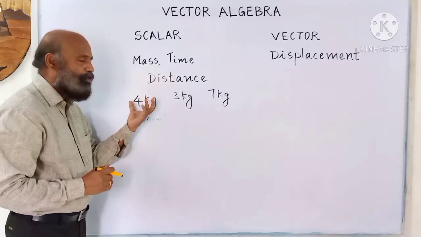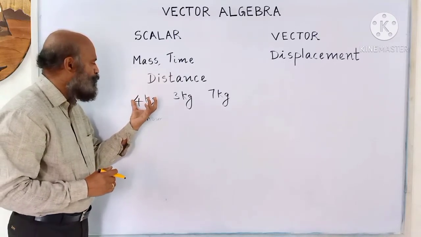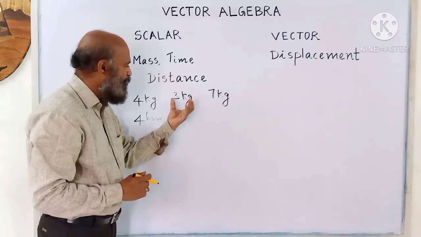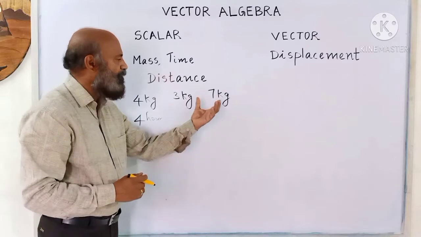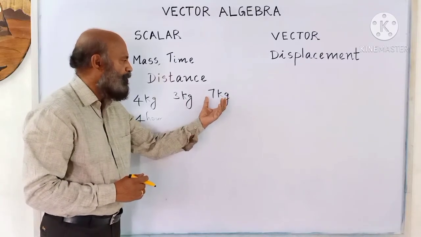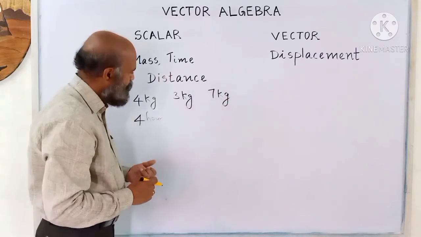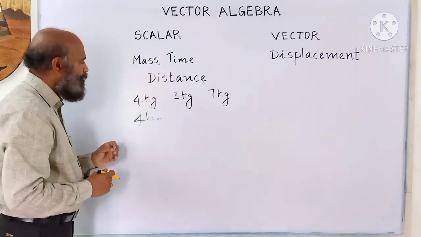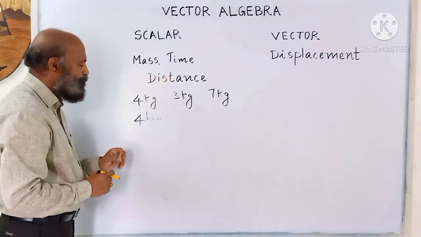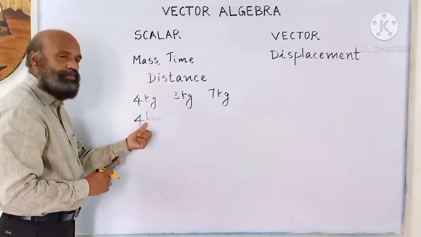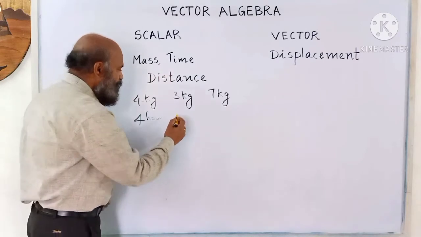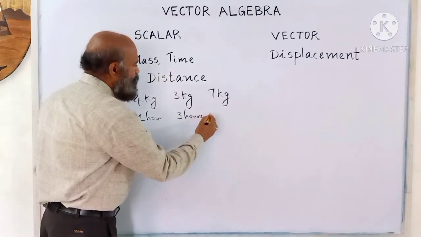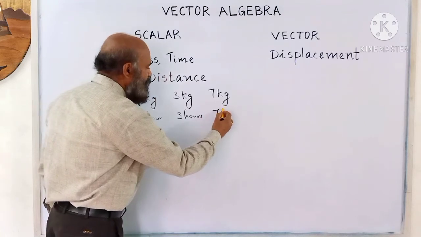Suppose you buy 4 kilogram of sugar and your friend is giving you 3 kilogram of sugar. So total amount of sugar is 7 kilogram. So you can simply add. Similarly, in the morning you study 4 hours, in the evening you study 3 hours. So totally 7 hours.